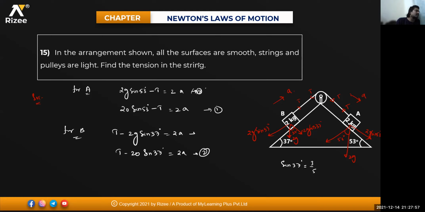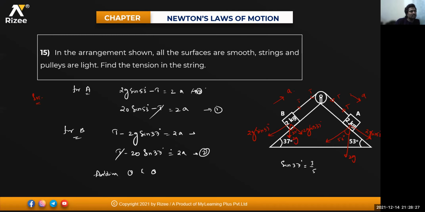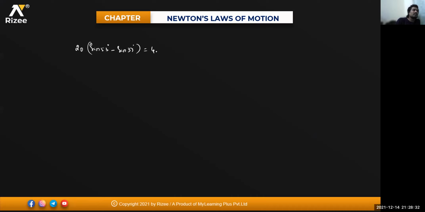Acceleration is 1 meter per second squared, very good. Now add both of them, beta. If I add both of them, this tension will get cancelled. So 20 is common, into sine 53 minus sine 37 will be equal to, adding 2a plus 2a, that is 4a.